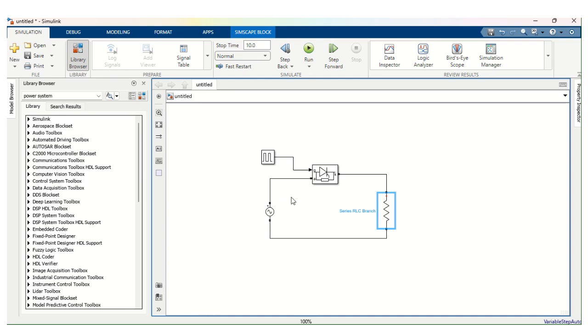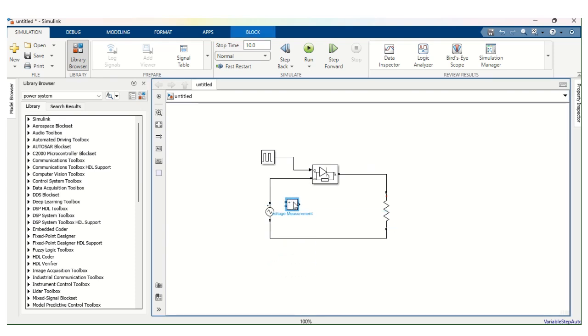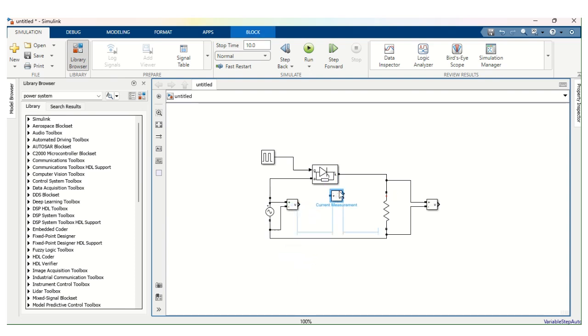We need to measure the supply voltage, the voltage across the resistor, and the current. Therefore we need a voltage measurement block. This voltage measurement block measures the supply voltage. Right click and drag so that we will get another voltage measurement block, which is going to measure the voltage across the load. Then we need a current measurement block. This current measurement should be connected in series, so let's remove this branch and connect it in series.